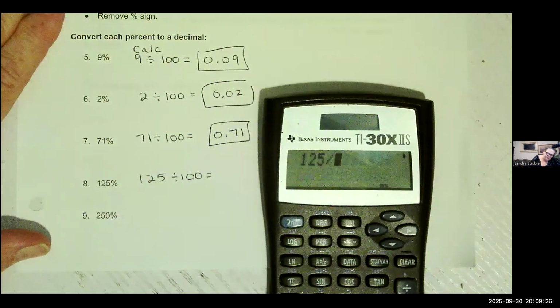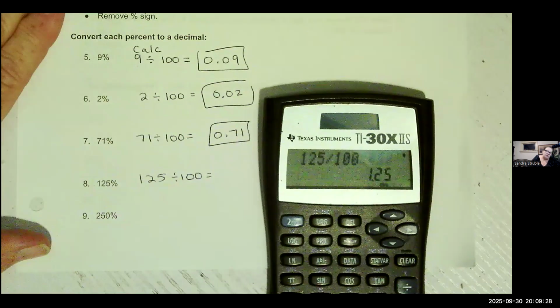The next one is 125%. Again, pause your video. 125 divided by 100 equals, and that's 1.25.